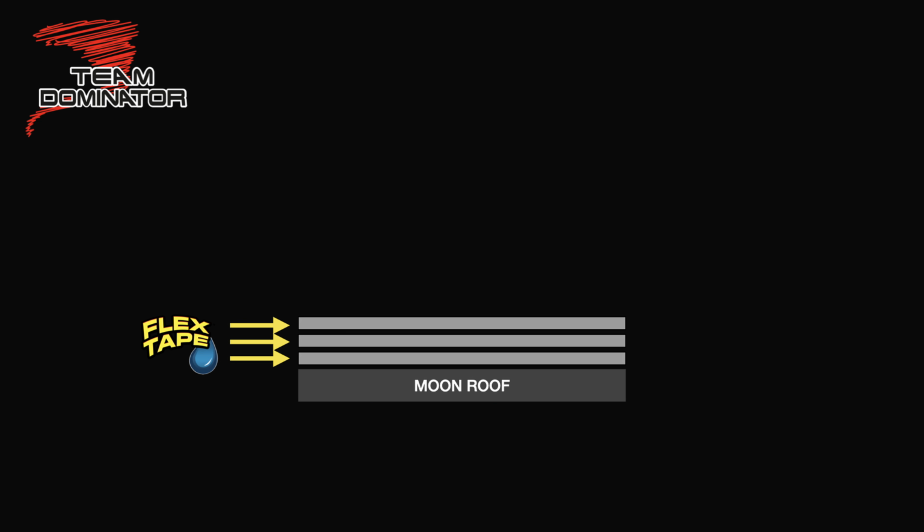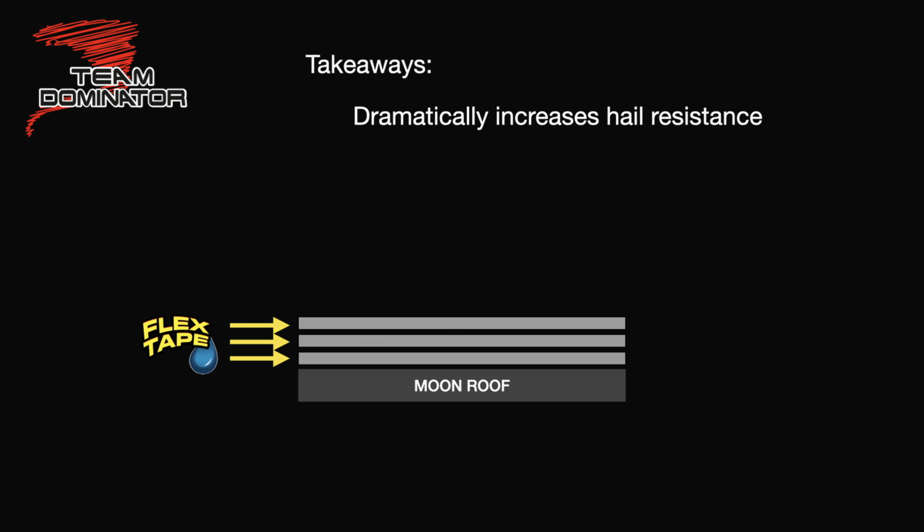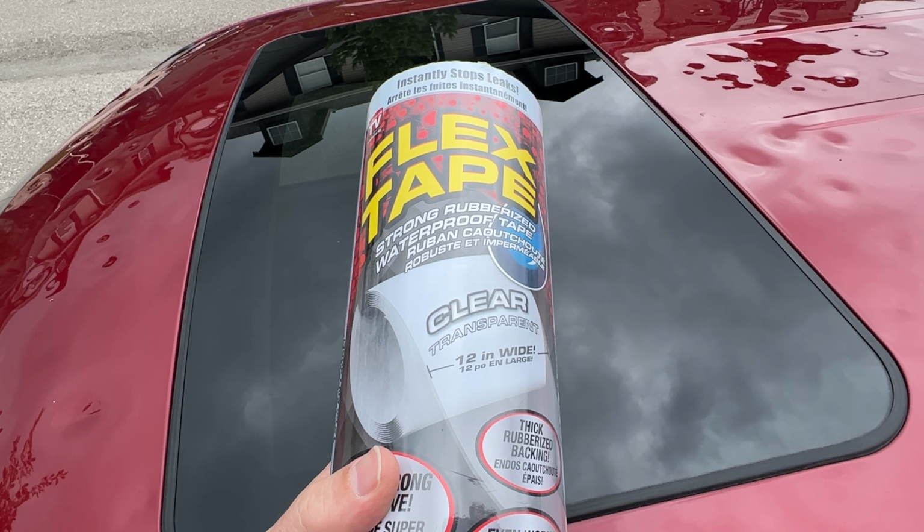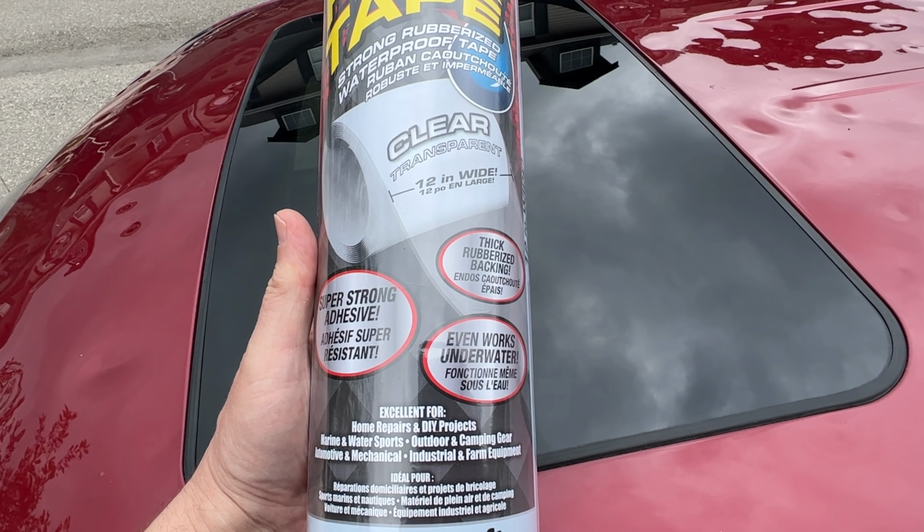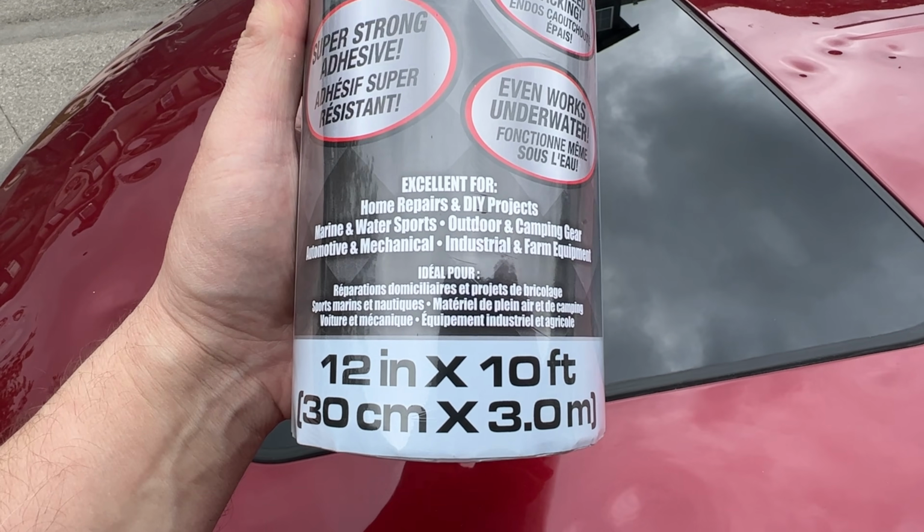So I'm going to apply 3 layers of flex tape to my MoonRoof to reduce the kinetic energy. The takeaways here are that it dramatically increases hail resistance. However, it should not be used on anything you need to see out of, for example the windshield or other glass around the vehicle. This isn't invincibility. Very large hail can still damage the vehicle. Also, these are ballpark figures with simple calculations. I'm using Flex Tape Max on this, seeing as it's a large surface to cover.